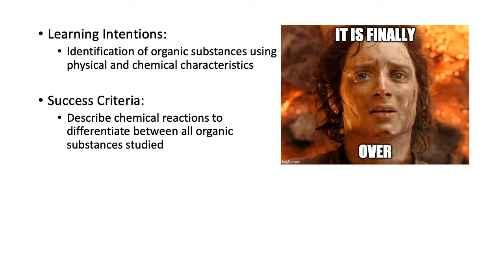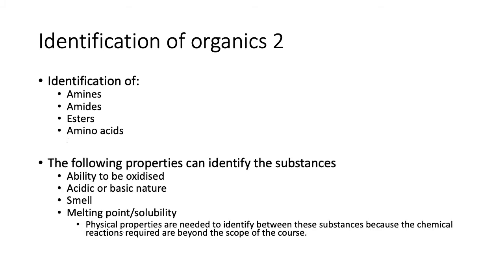Okay, so we're going to be learning about how to identify some of the organic substances using their physical and chemical characteristics, like we did before. But now we're doing them with a few more: amines, amides, esters, and amino acids. Again, the following properties are general, the same ones that we had last time, but with a few more added.